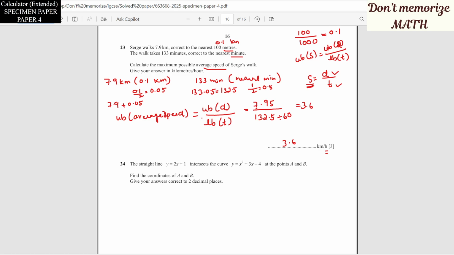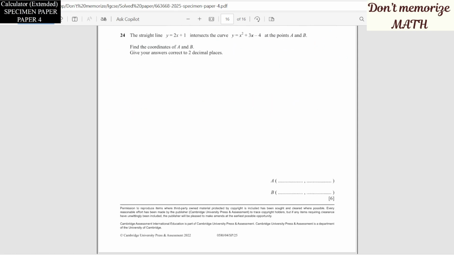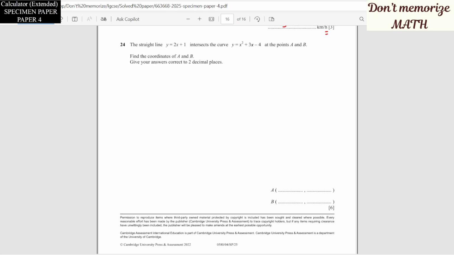So we will continue with the next question, that is the last question of the specimen paper. Question number 24. The straight line y is equal to 2x plus 1 intersects the curve y is equal to x square plus 3x minus 4 at the points A and B. We have a straight line and we have a curve. Find the coordinates of A and B. Give your answer correct to 2 decimal places.